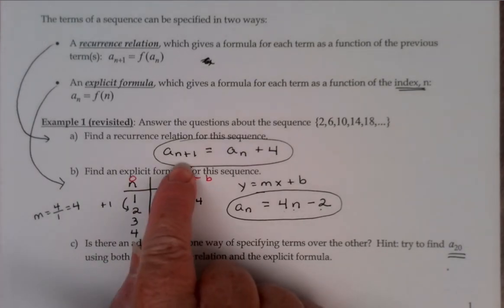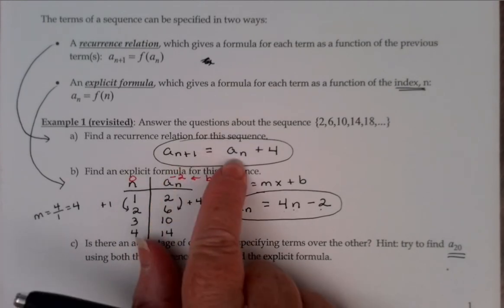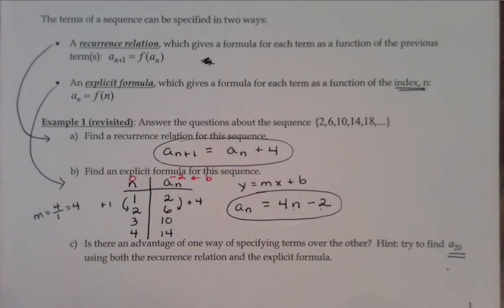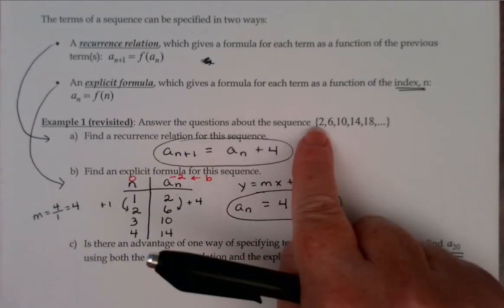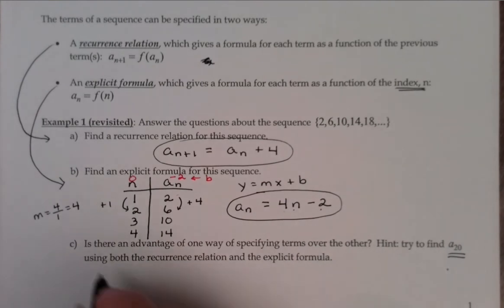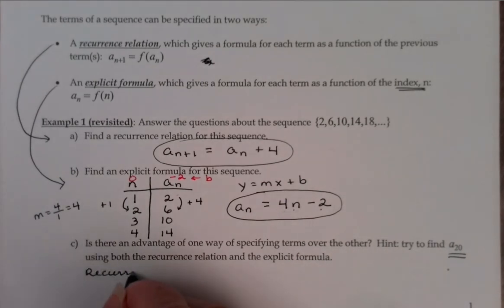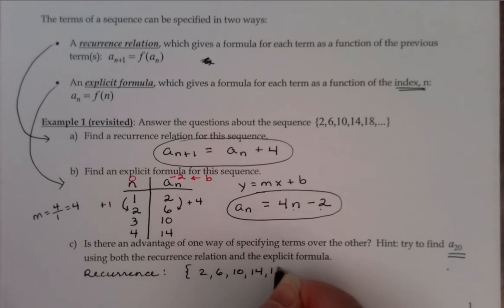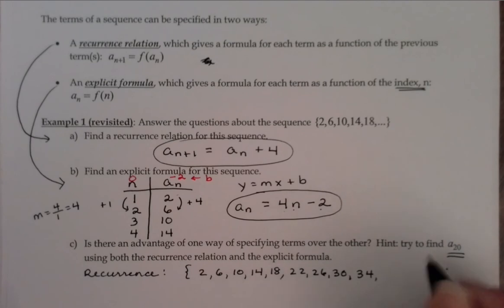Well, if I wanted to do it using the recurrence relation, to get a20, I would need to know a19, right, to add 4 to. So basically, if I wanted to use the recurrence relation, I would have to list out all of the terms up to the 20th term, using that pattern of adding 4 each time. And I'm just going to quickly go through and do that.